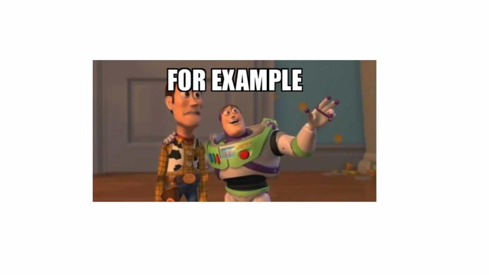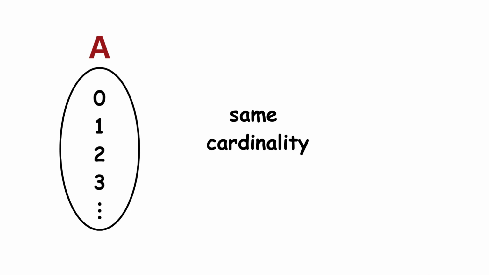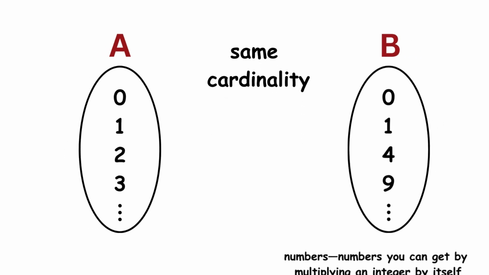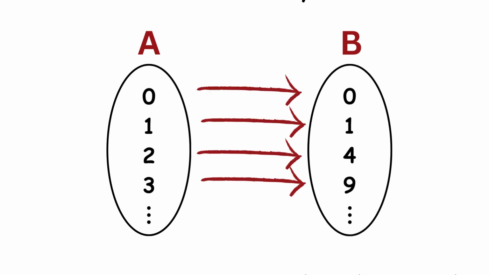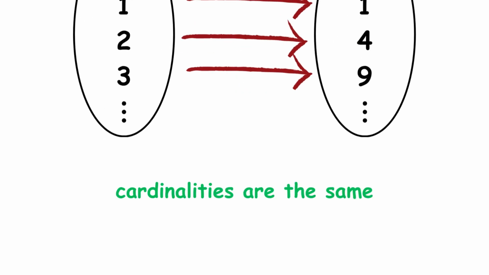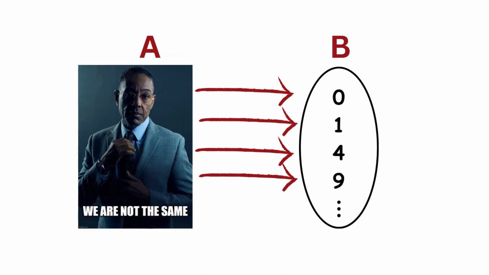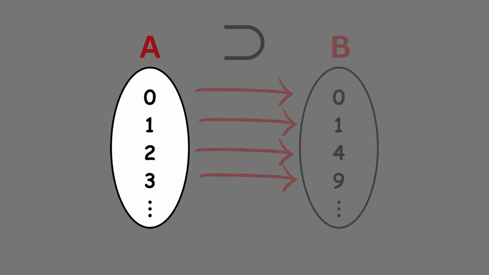For example, consider the set of non-negative integers 0, 1, 2, 3, and so on. Does this set have the same cardinality as the set of square numbers you can get by multiplying an integer by itself? Let's call these sets A and B respectively. On one hand, you can pair each number in set A with its square in set B, which suggests that the cardinalities are the same. But on the other hand, every element contained in B is contained in A, and A contains elements that B doesn't, so B is a proper subset of A. This suggests that A has a greater cardinality than B.